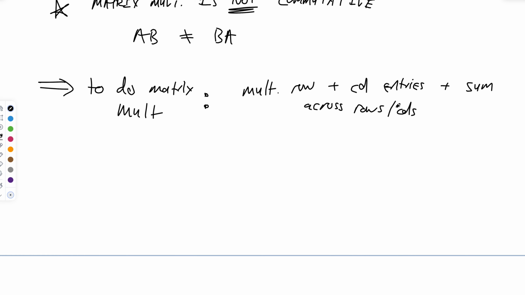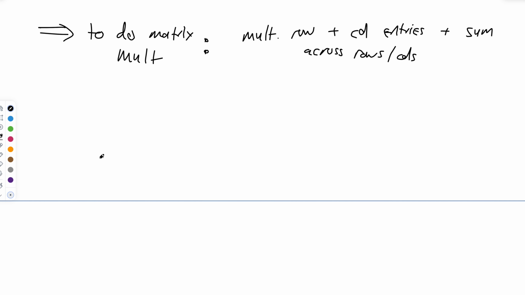But essentially, if you want to find the entry in a location, let's say row I, column J, you would multiply the entries of row I by the corresponding entries of column J in each corresponding matrix, right? And then you'd add the results. So let's do an example, make sense of this.